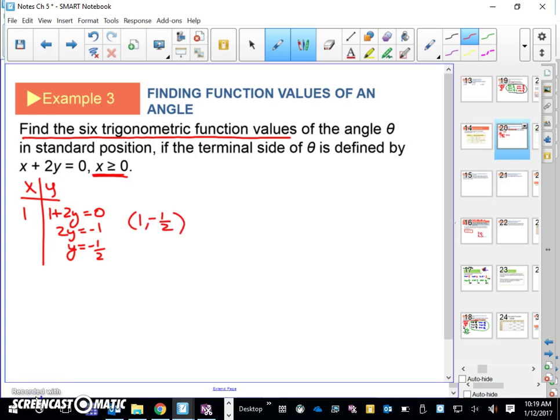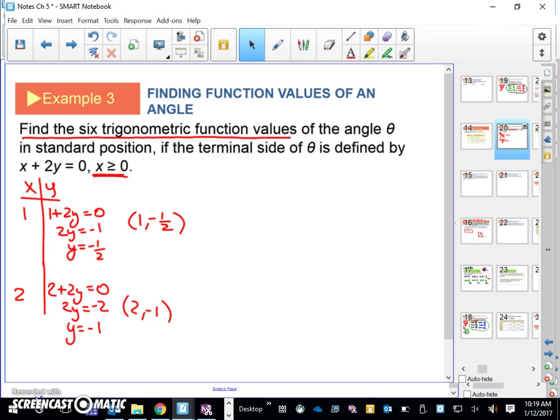There's nothing wrong with that other than it's a little bit difficult to deal with the fraction. So maybe I'll get a different point. Let's try 2. If I plug in 2, I get 2 plus 2y equals 0. Subtract the 2 over, 2y equals negative 2. Divide by 2, y equals negative 1. I've got the point 2 comma negative 1. That might be a little bit easier to use. We could use the other point, it doesn't really matter, but I'd rather not have to deal with fractions. Let's use that point and find r.